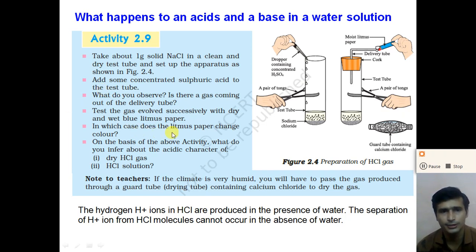In which case does the litmus paper change the color? So on the basis of this activity, what do you infer about the acidic characteristics of dry HCl gas or HCl solution? If the climate is very humid, you will have to pass the gas produced through a guard tube containing calcium chloride to dry the gas, right?